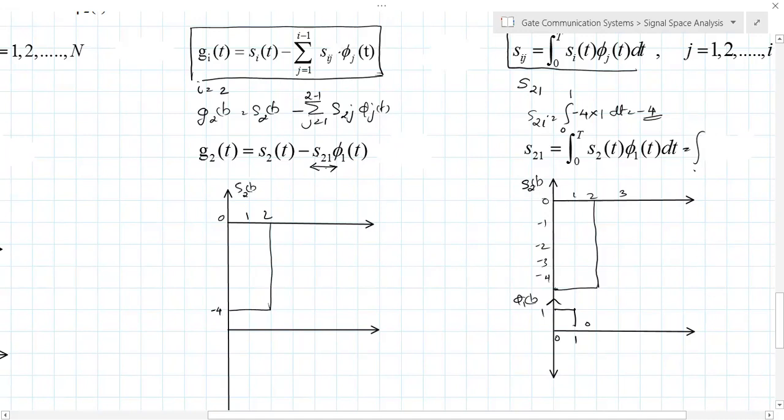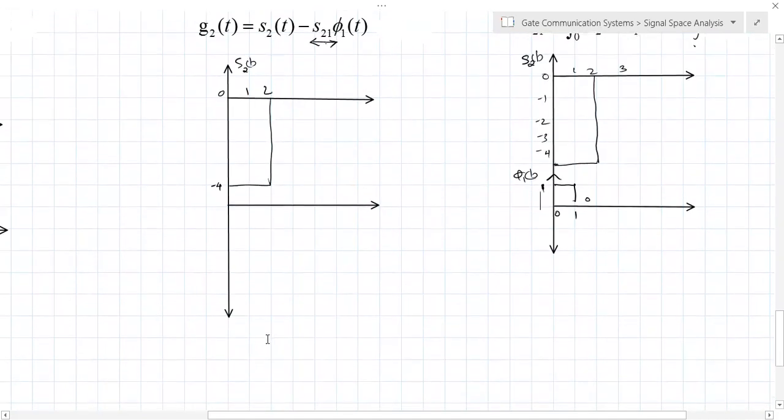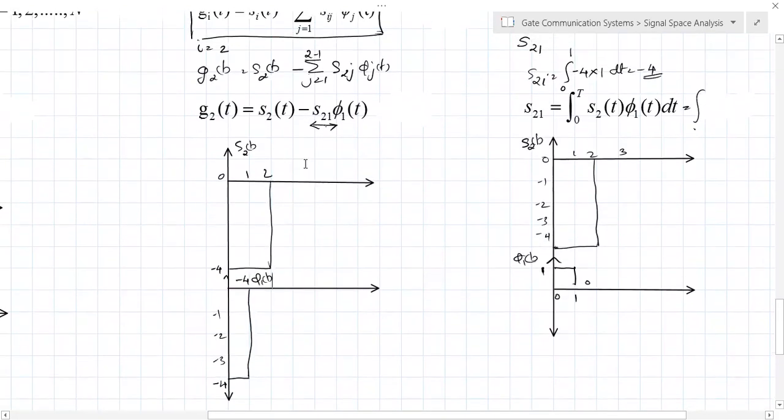And the second signal, actually, is S21 times phi 1 of t. Phi 1 of t, you can see that its amplitude is 1 and we need to multiply with minus 4. So it becomes minus 4 here. So minus 1, minus 2, minus 3, minus 4 from 0 to 1. Okay, so that's a signal, actually, minus 4 into phi 1 of t. So the second term I can write as minus 4 into phi 1 of t.